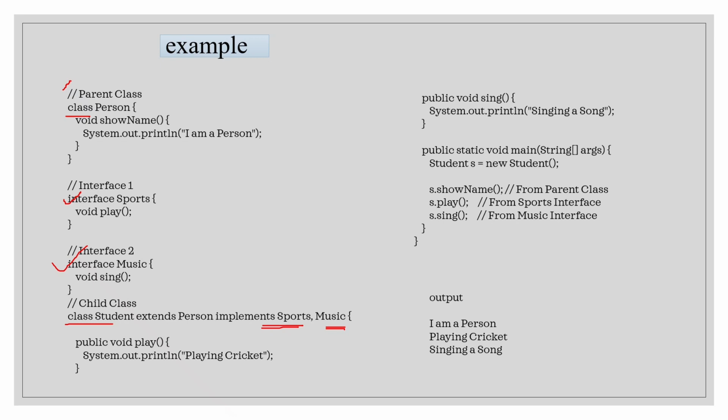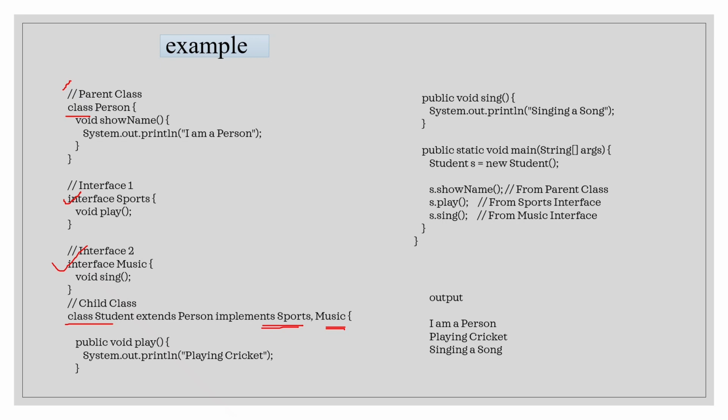So here two different inheritance types are being used together. Single inheritance through the Person class, multiple inheritance through the Sports and Music interfaces. Since more than one type of inheritance is combined in the same program structure, it is called hybrid inheritance. So, hybrid inheritance is simply a combination of different inheritance types working together in one program.